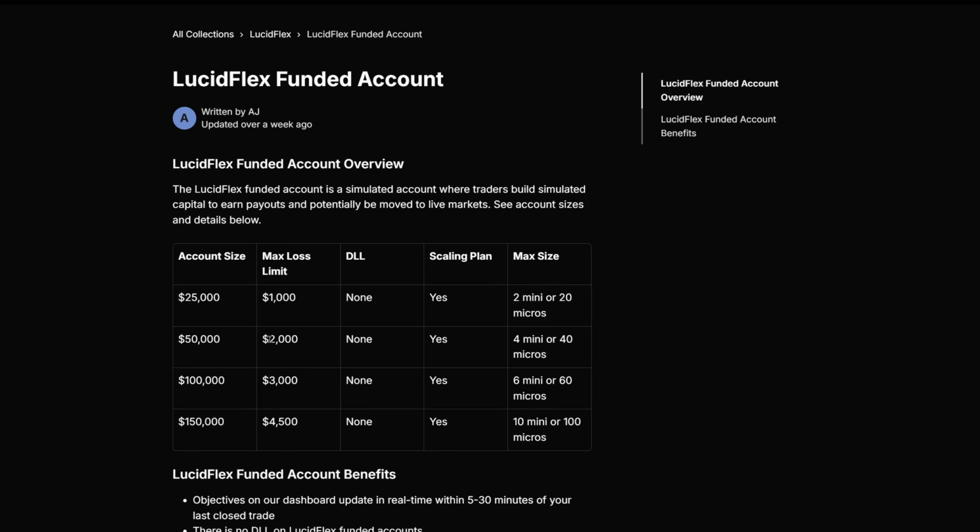Now, maximum loss limit is going to be $2,000 in that 50K account. No daily loss limit. Scaling plan. That's something you have to know about. There is a scaling plan that might be a negative to some of you guys, but those of you that have been following me on the live streams, you guys know I've only been trading micros in all of my prop accounts. So let's go ahead and take a look at what that scaling plan actually is.